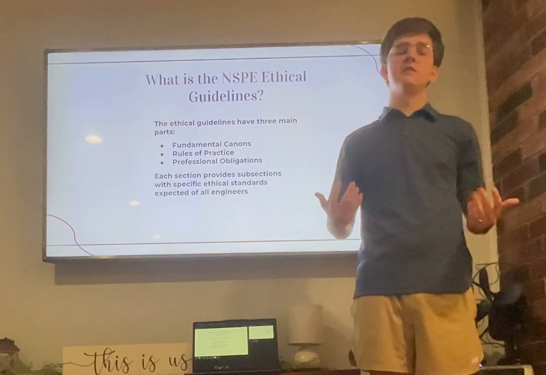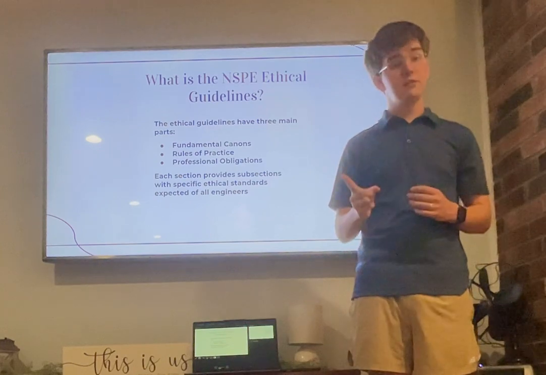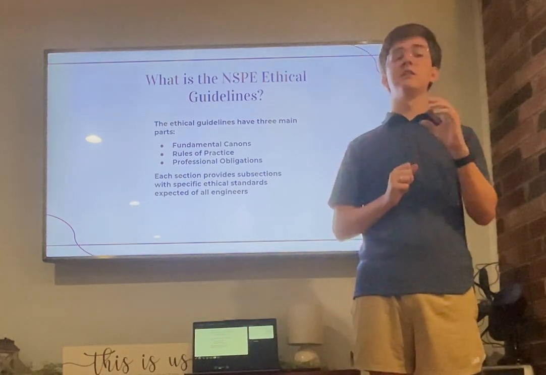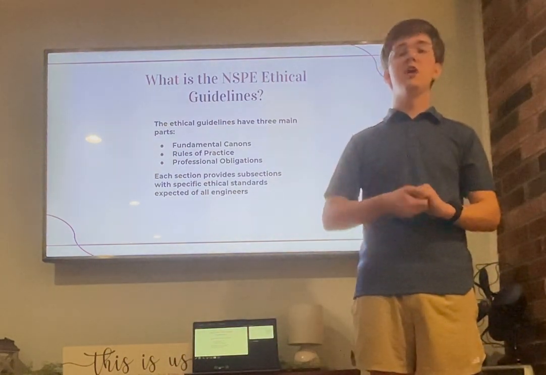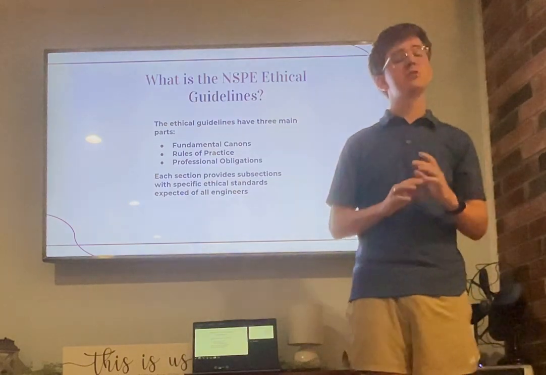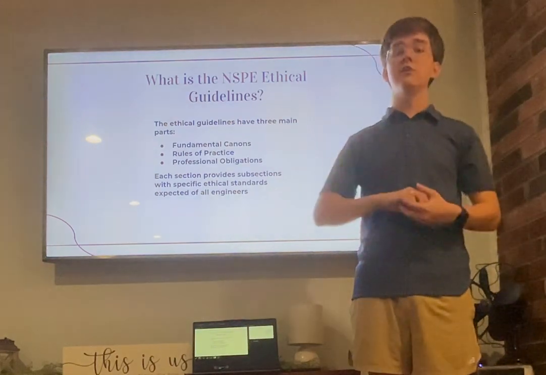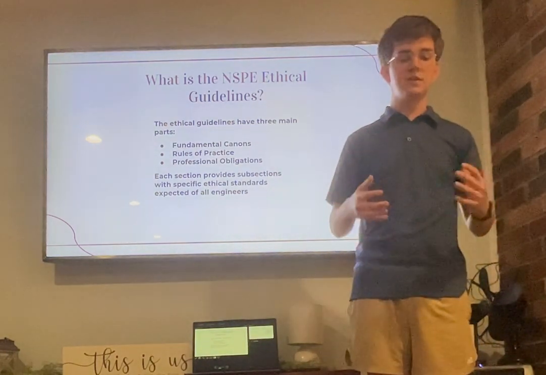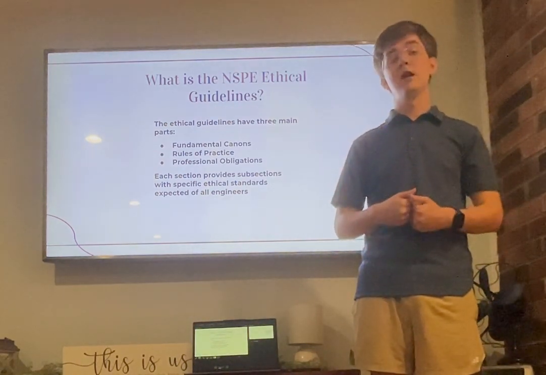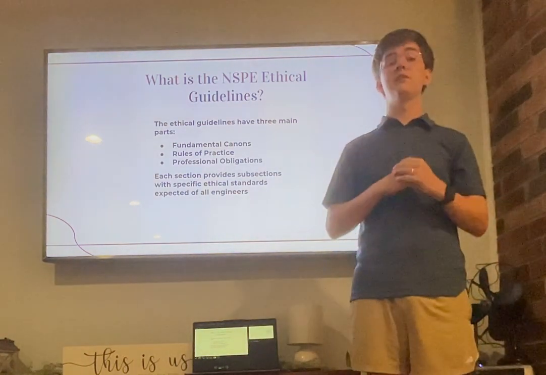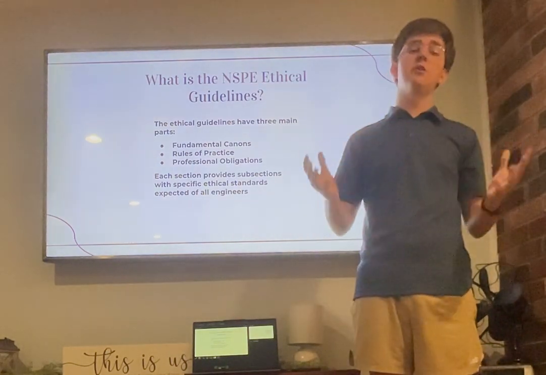So to begin, what are these ethical guidelines, and what do they say? Well, they are broken into 3 main parts. First is the fundamental canons, which is a concise bullet point overview of everything discussed later on in the ethical guidelines. 2, rules of practice, which is a more social application for social impacts an engineer may have and what they should do in different situations, as well as a professional obligations section, which is a more personal look into how engineers should think and react in these situations, but it still has impacts on society as a whole. But each of these codes is vital and they should be followed by all engineers.